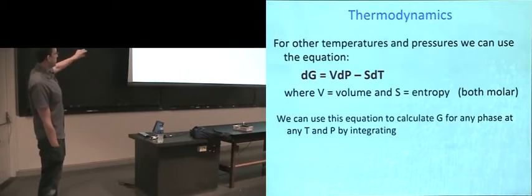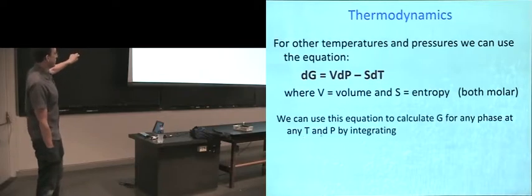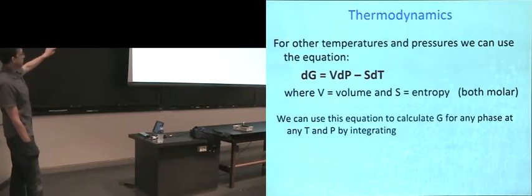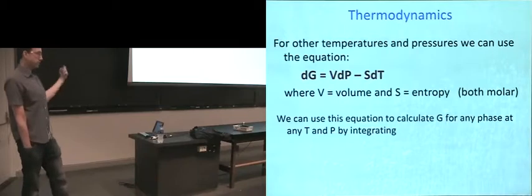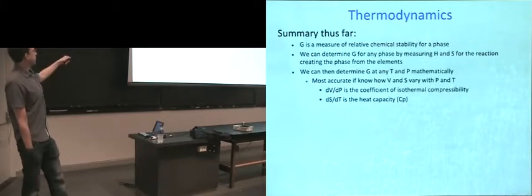And so we can use this to calculate G for any phase at any temperature and pressure by basically integrating. So by basically saying, we're going to start at the lab conditions that we know, change each one of these a little bit, note how much that changes G, and we're going to keep doing this until we get to our destination.